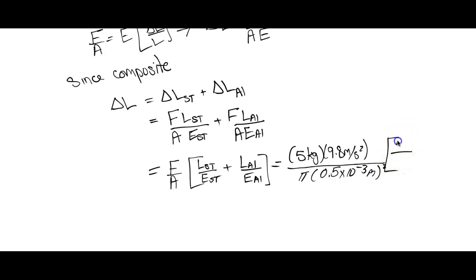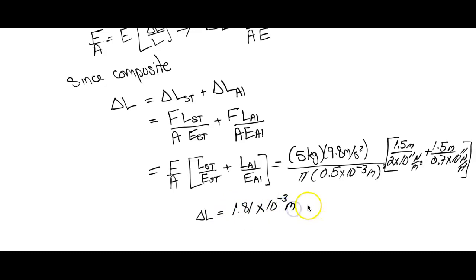And now the steel part is 1.5 meters. The steel's Young's modulus is 2 times 10 to the 11th Newton per meter squared. And similarly, the aluminum part is 1.5 meters, but its Young's modulus is 0.7 times 10 to the 11th newtons per meter squared. So if we do this, we get a change in length of 1.81 times 10 to the negative 3 meters, which is the same as 1.81 millimeters.